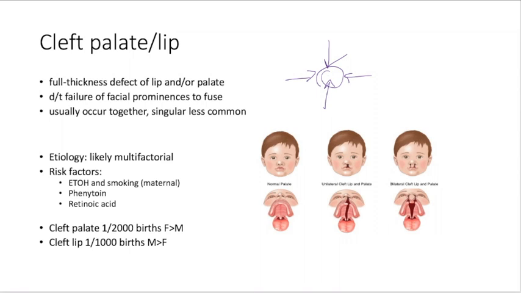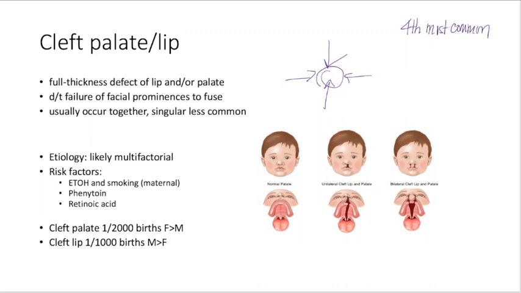This is a very common craniofacial abnormality, and it is the fourth most common birth defect that we see in children. So it's likely multifactorial, and they do believe that risk factors include maternal smoking and alcohol intake. Also, certain meds would be associated with it, such as phenytoin or retinoic acid, which we know is very teratogenic.